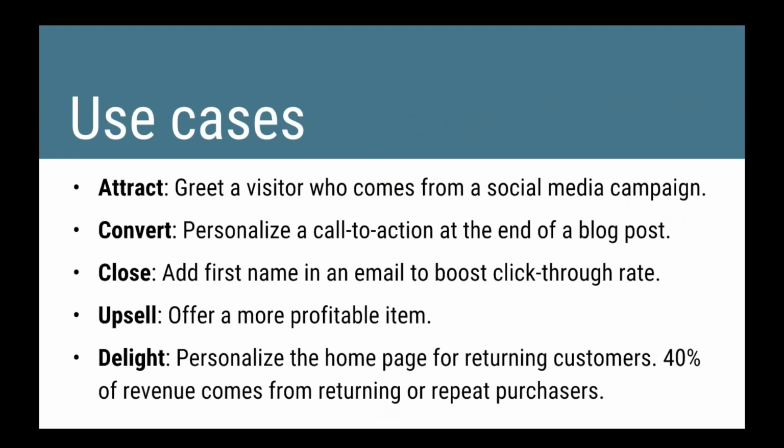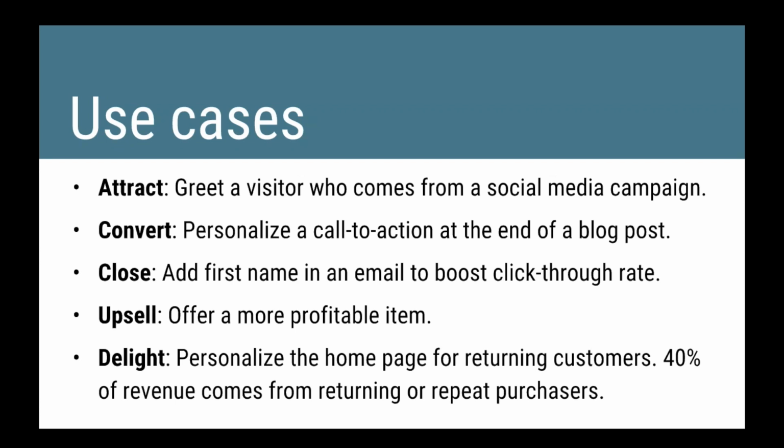For example, at the stage where you're trying to attract visitors, they are still fairly strange to you. You don't know each other, but that visitor might come from a social media campaign, for example, on Twitter or Facebook. And since you set up that campaign, you know where they came from. You could, for example, based on a URL attribute, greet them. Even if you were just saying, hi Facebook user, it's already more relevant than just serving anonymous content.